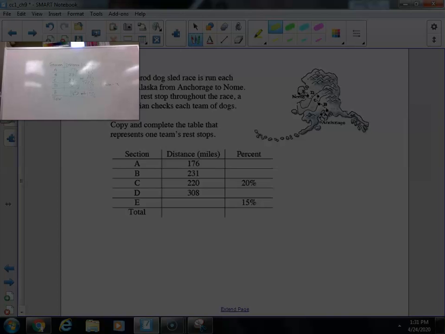So we know that the Iditarod, this sled race, the entire race has to be a whole, it has to be 100%. So if we add up those percentages, we should get 100%. And you may not want to take our word for it, add them up and see if you get 100%. So we know 100% of the race is all those sections, A, B, C, D, and E. So if we add up all of our distances there, we get 1,100 miles. So 100% of our race is 1,100 miles.